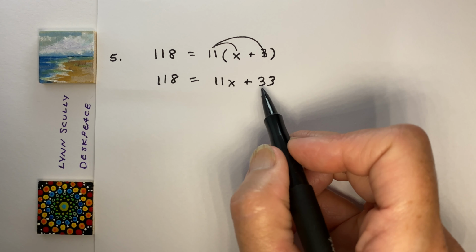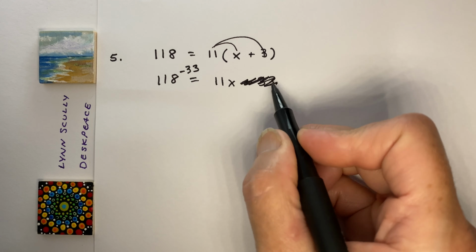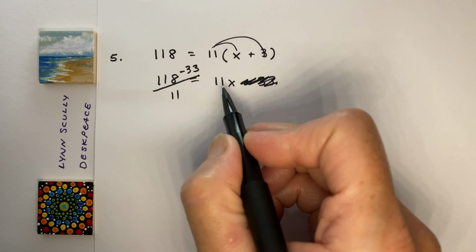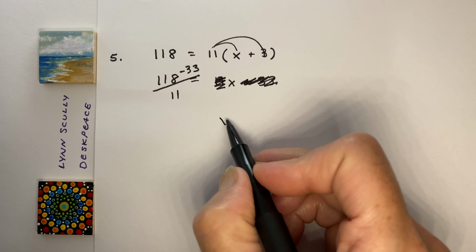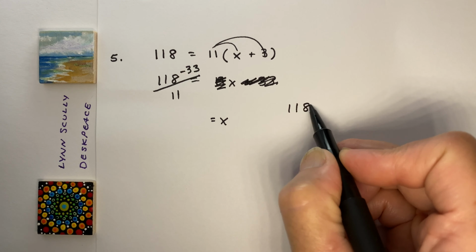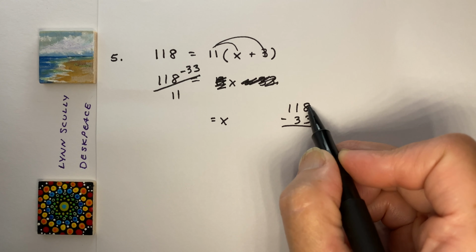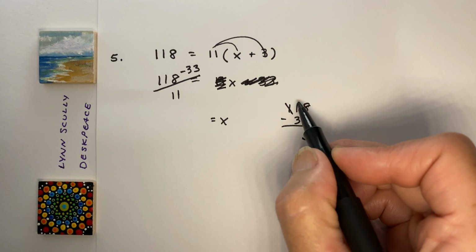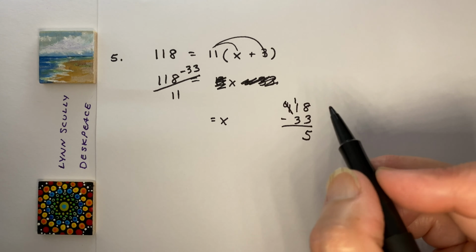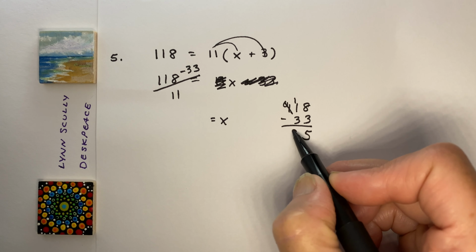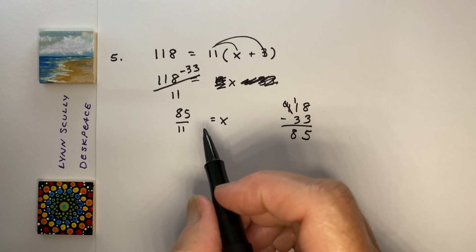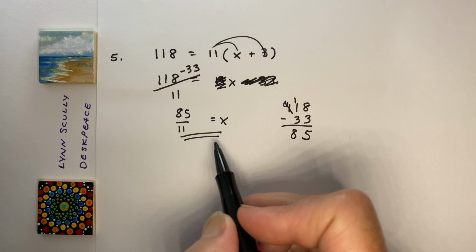I just want to get it alone. First, I'm going to move this 33 by subtraction. I didn't leave a lot of room, so it's going up there. Now this 11 is attached to x by multiplication. I'll move it by division to the other side of the equal sign. And let's see what I have here. I have 118 minus 33. 8 minus 3 is 5. 1 minus 3, I can't do that. So I'm going to borrow a 1 here. It leaves 0 here. 11 minus 3 is 8. I have 85 over 11. And I'm going to leave it in that form.